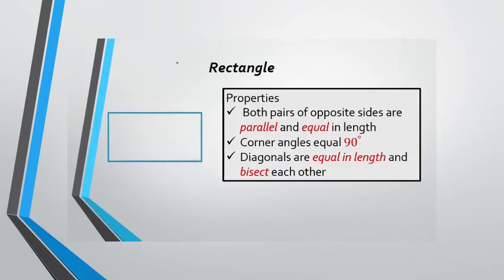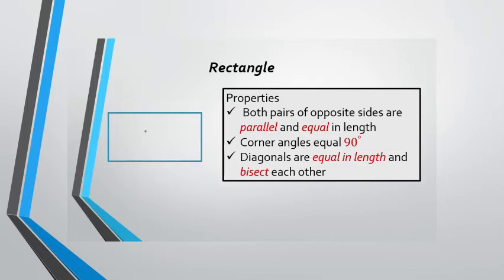Now for the next quadrilateral, again a figure with four sides, and it's a closed figure. This time it's a rectangle. What can I say about a rectangle? How do I know that this figure is a rectangle? Let's look at the first one. Both pairs of opposite sides are parallel and equal.